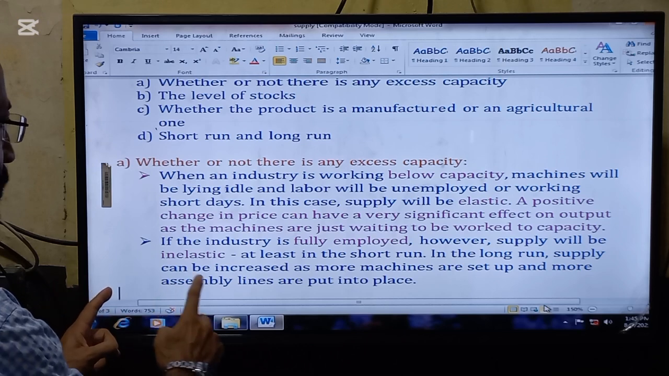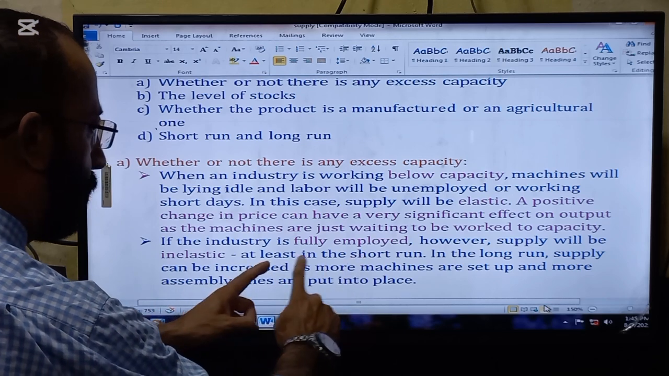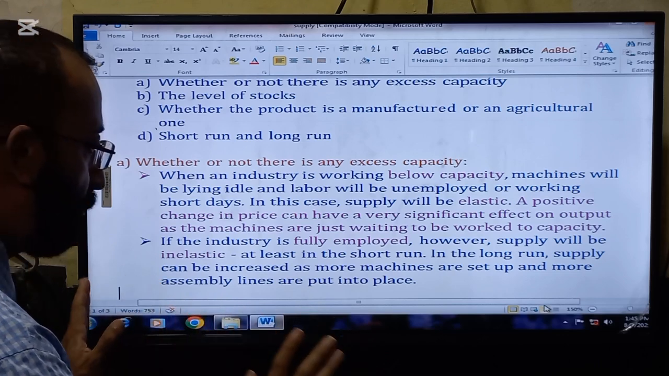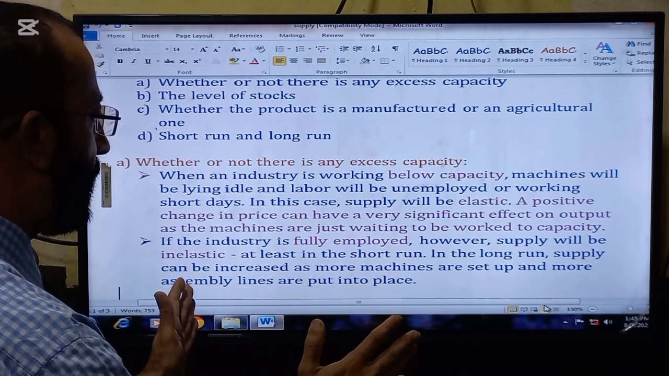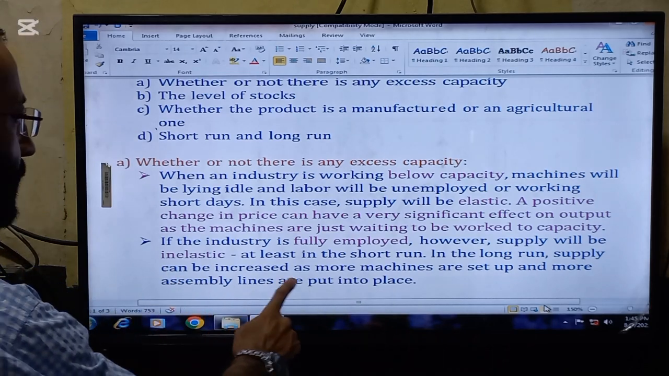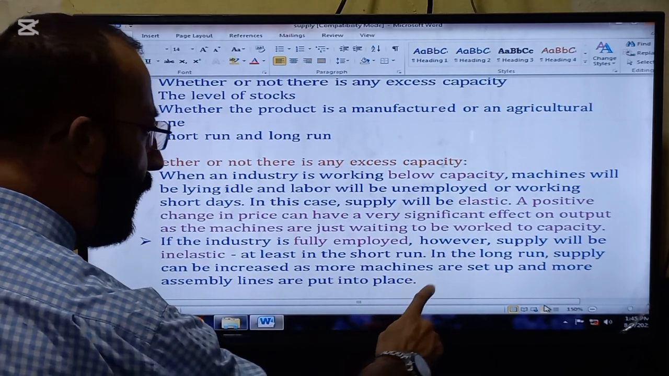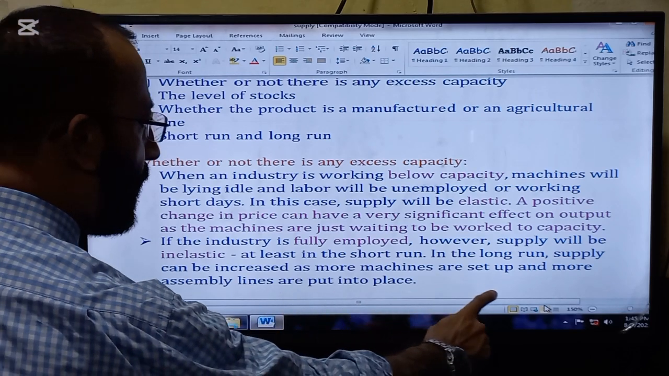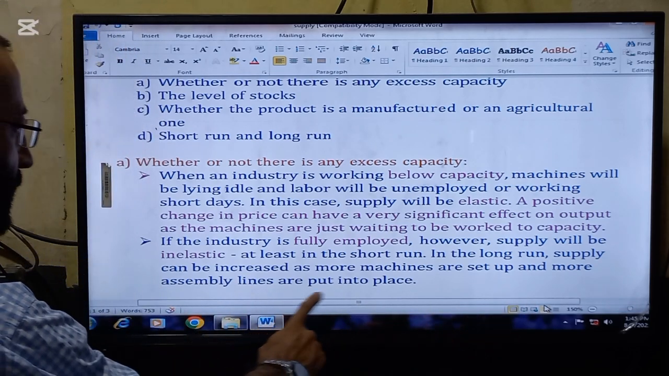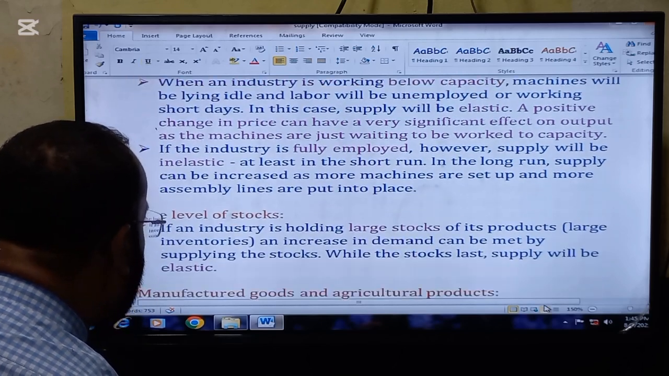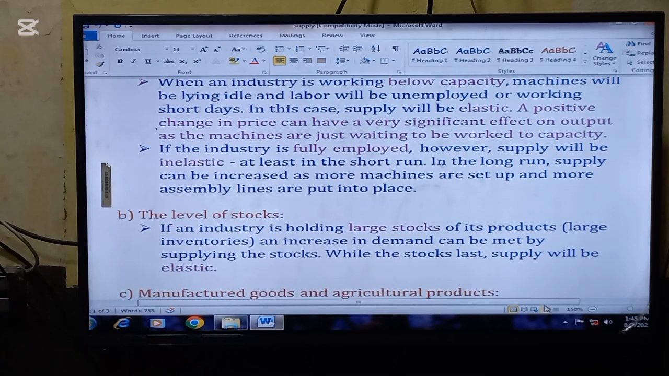And if the industry is fully employed, so look now, fully employed, it means there is no spare machinery or spare labor. However, supply will be inelastic, at least in the short run. In the long run, supply can be increased as more machines are set up and more assembly lines are put into place. The next factor that we are going to read is the level of the stocks.